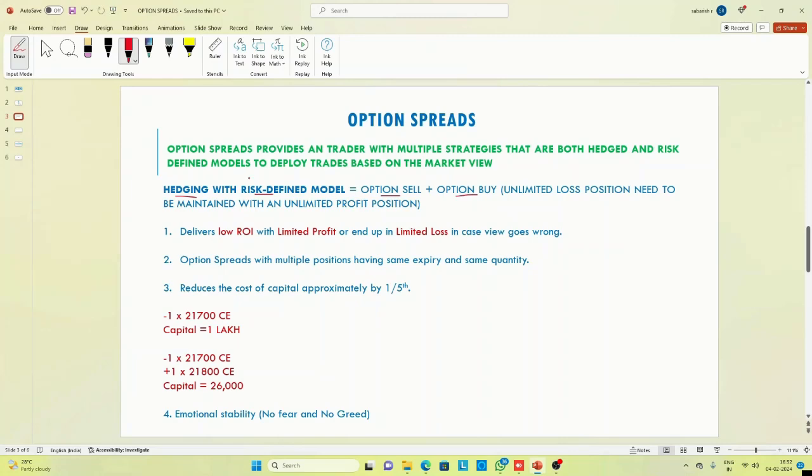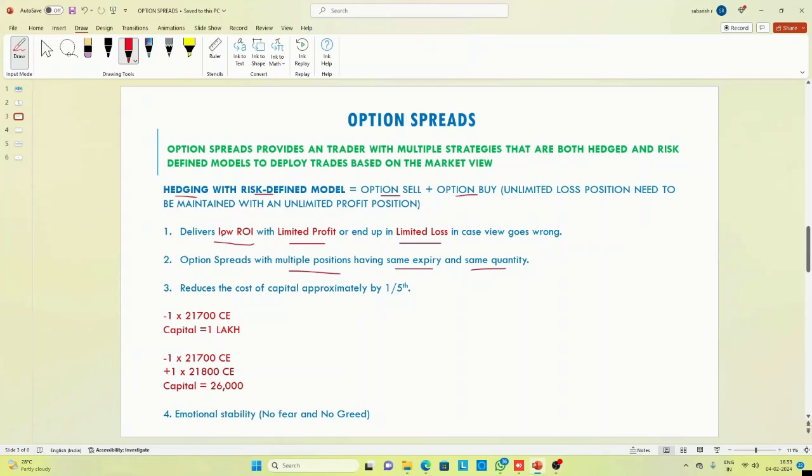Now, when we combine hedging with risk defined model, this model will generate lower return on investment, which is a limited profit, and this model will generate a limited loss if in case the view goes wrong. Now this risk-defined model will have multiple positions with same expiry date and same quantity. We will discuss this in detail as we move on to individual spreads.